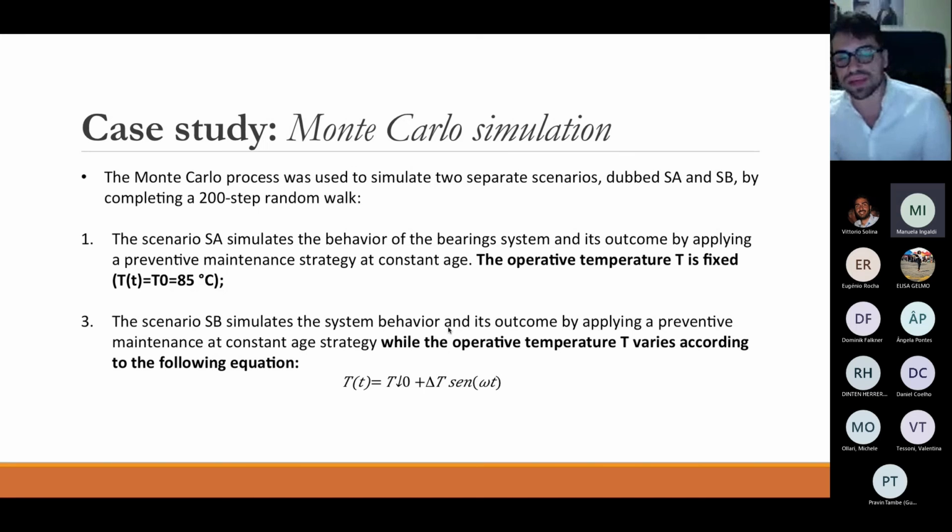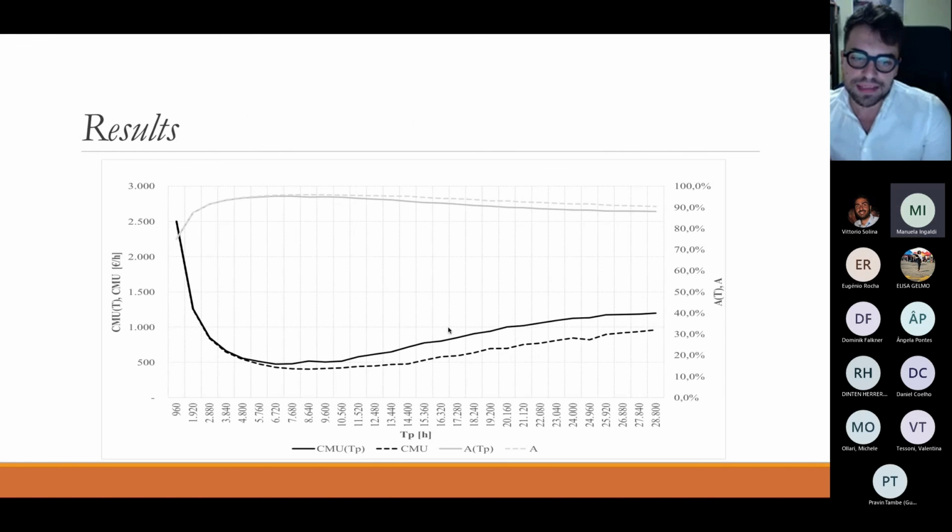In the first scenario, we simulate the behavior of a bearing system and its outcome by applying a preventive maintenance strategy at constant age, where the operative temperature T is fixed. Whereas in the second scenario, the operative temperature varies according to the formula that we can see in the slide.